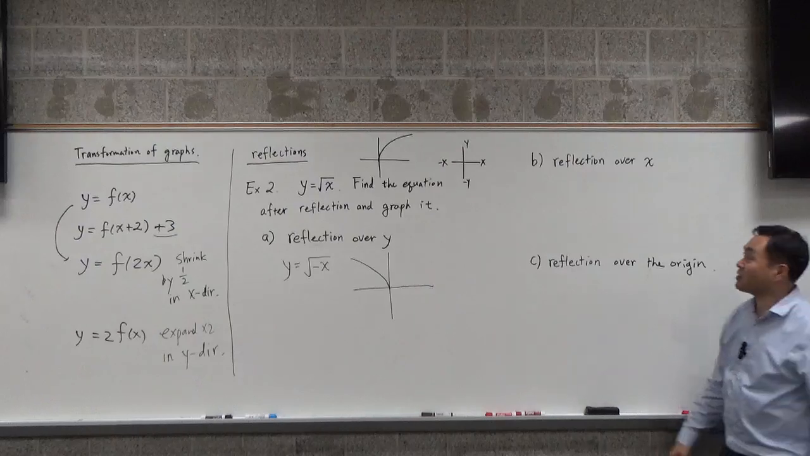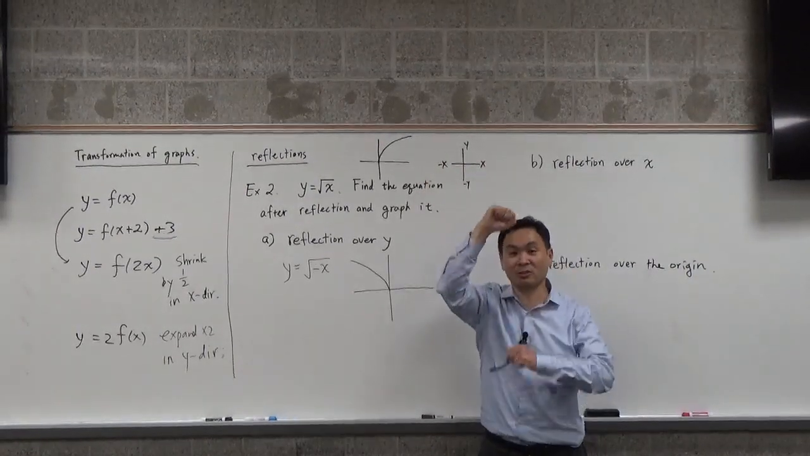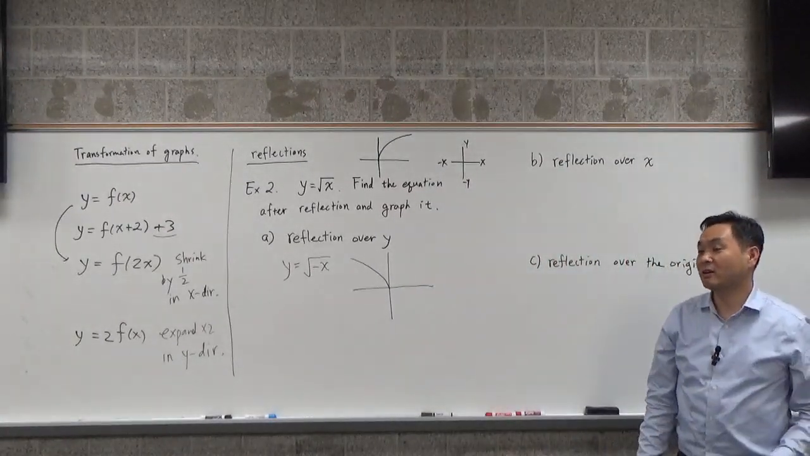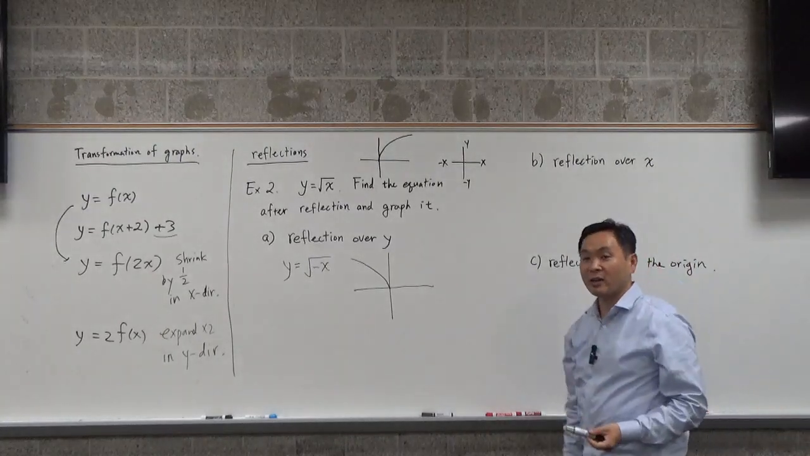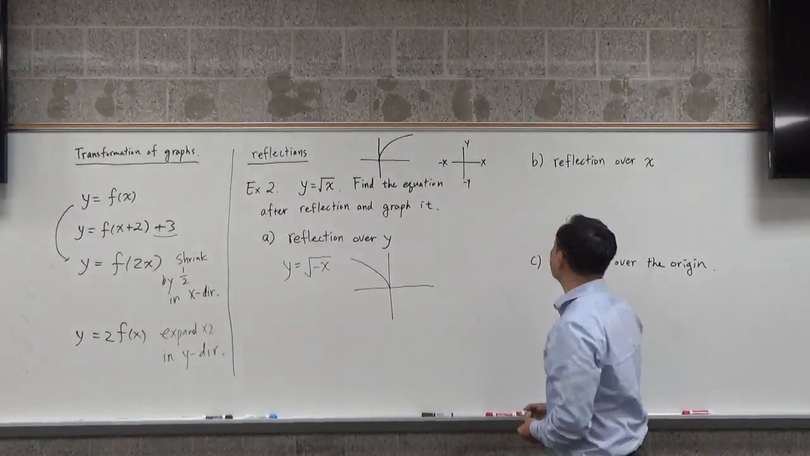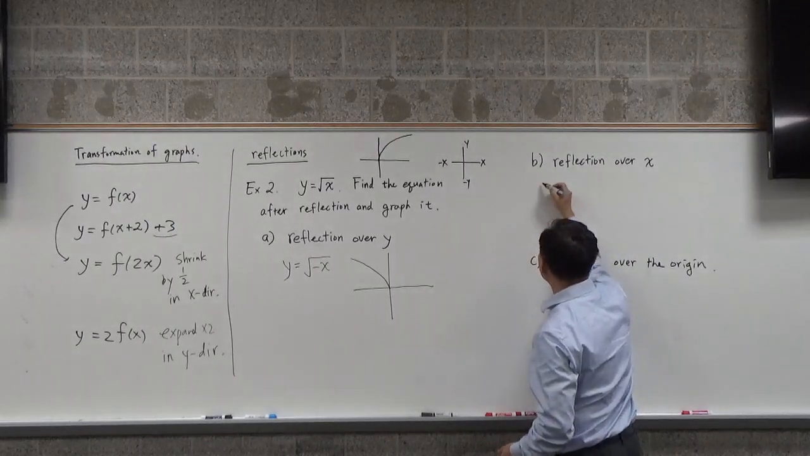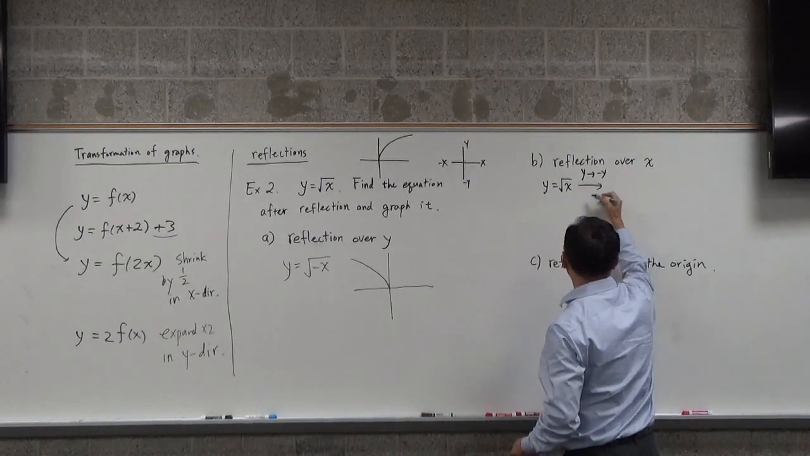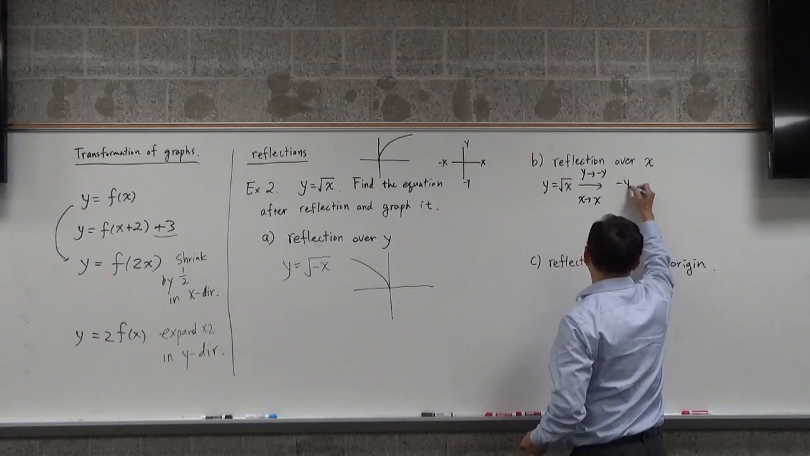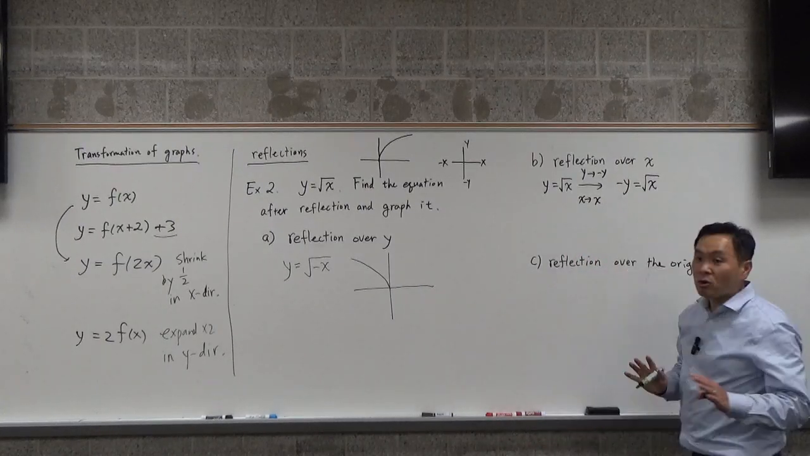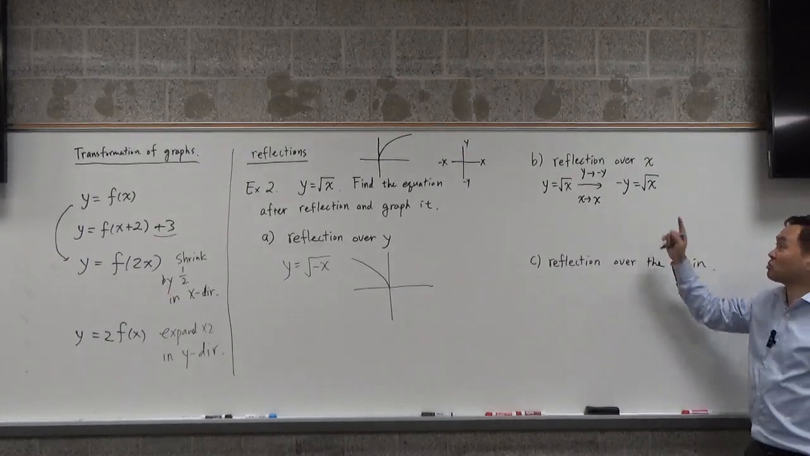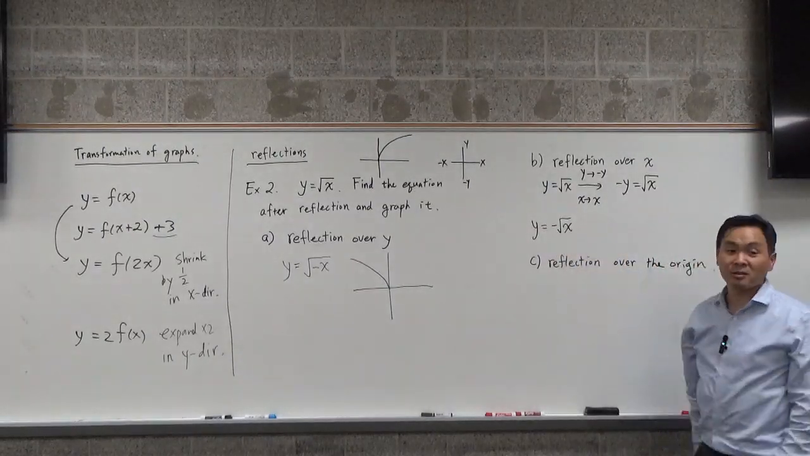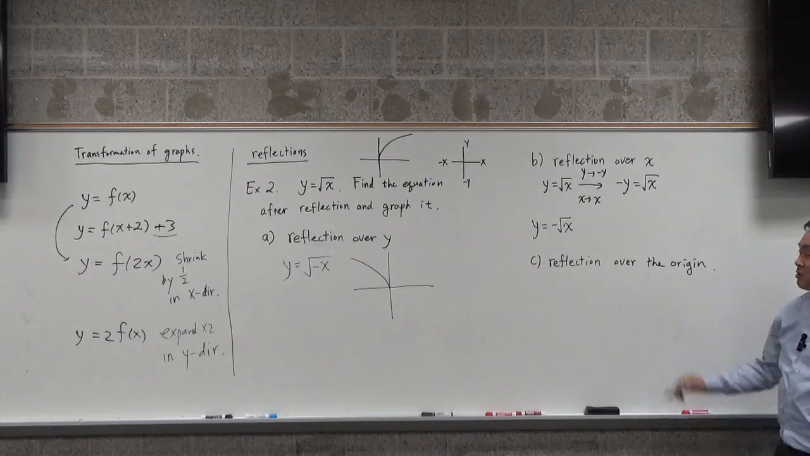Okay, reflection over the x-axis. And this time, here's the x-axis, and you're flipping over that way. So x goes where? X stays, okay? What about y? Y becomes negative y. So here you take the original graph, y equals the square root of x, and then y has to become negative y, whereas x stays as x. So you have negative y equals the square root of x. Now normally when you write down the equation of functions, you always solve for y, so you would write it as y equals negative square root of x. So that's the equation that we're getting.